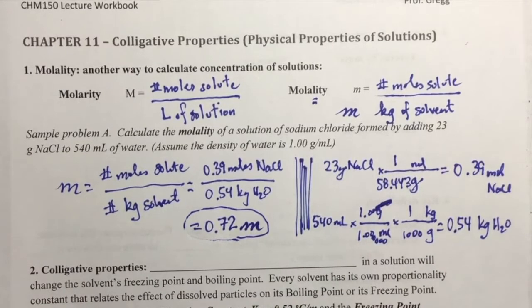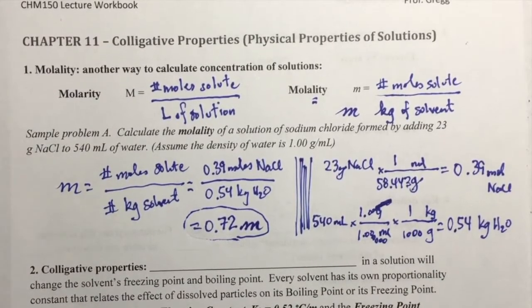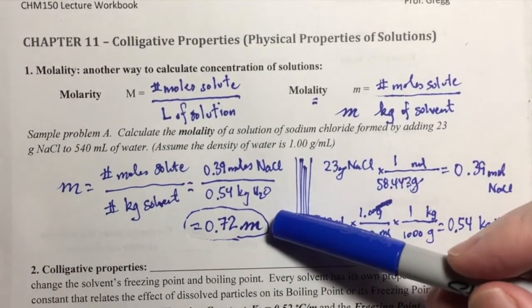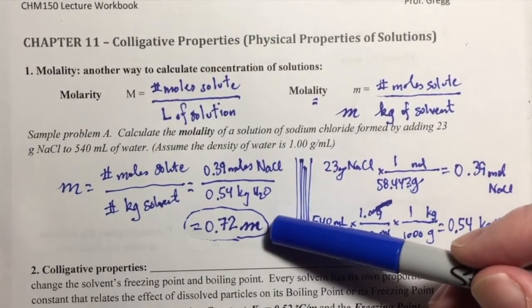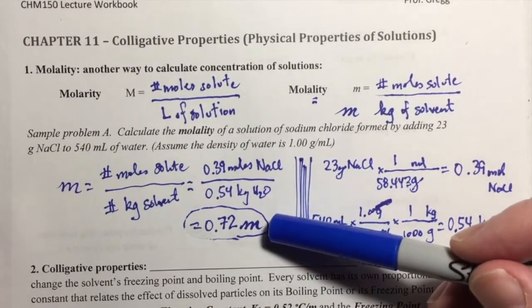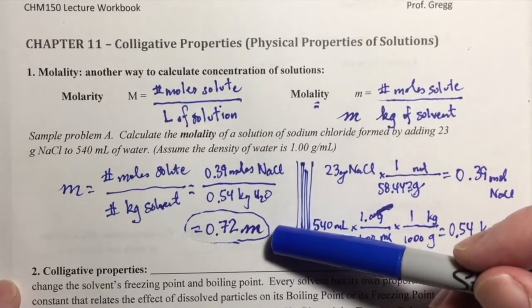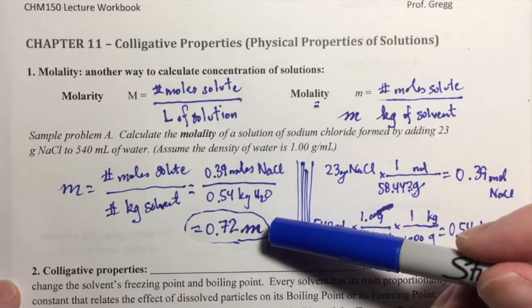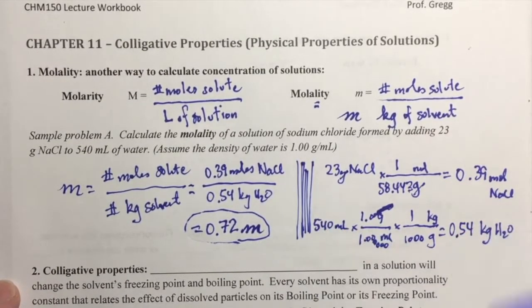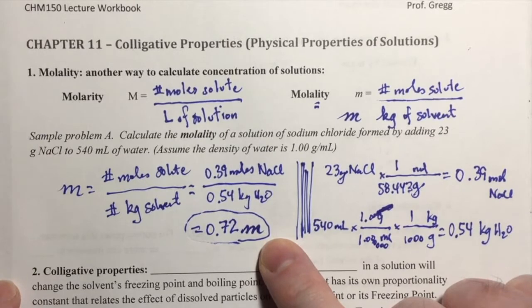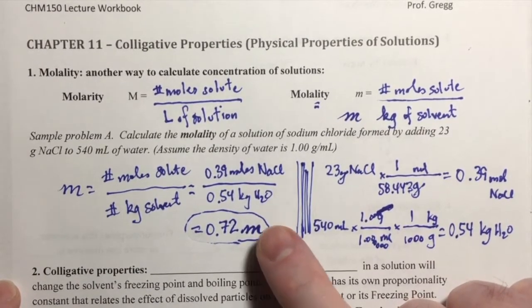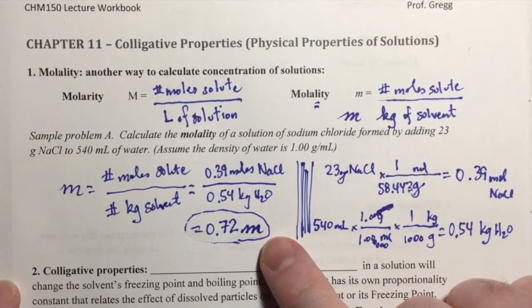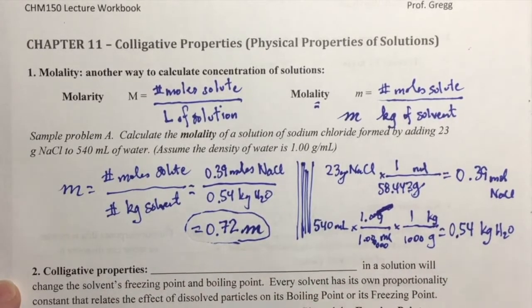All right. So molality is a different way to calculate the concentration of a solution. Now this becomes very important because colligative properties, that is the physical properties of solutions, depend on the concentration of the solutions, and specifically the concentration as represented in molality units. Okay? And we're about to see that in our next video, where we deal with colligative properties.